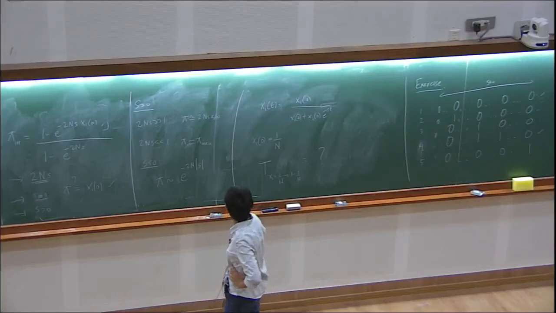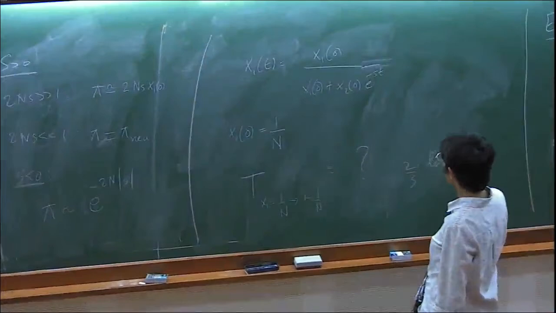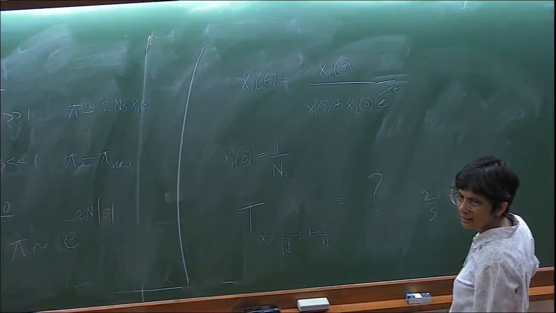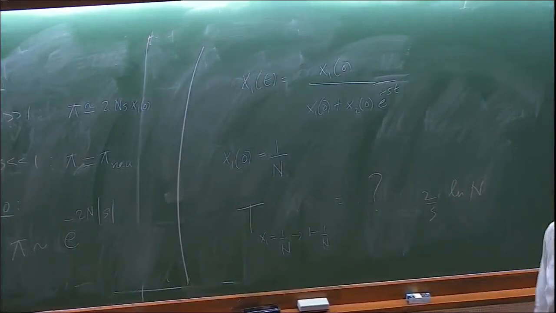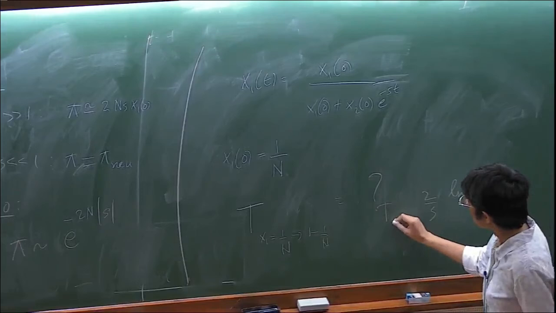2 by s, log n minus 1 by log n. Yeah, so n is largish, so log n. Good? Okay, so this is the time to fix.